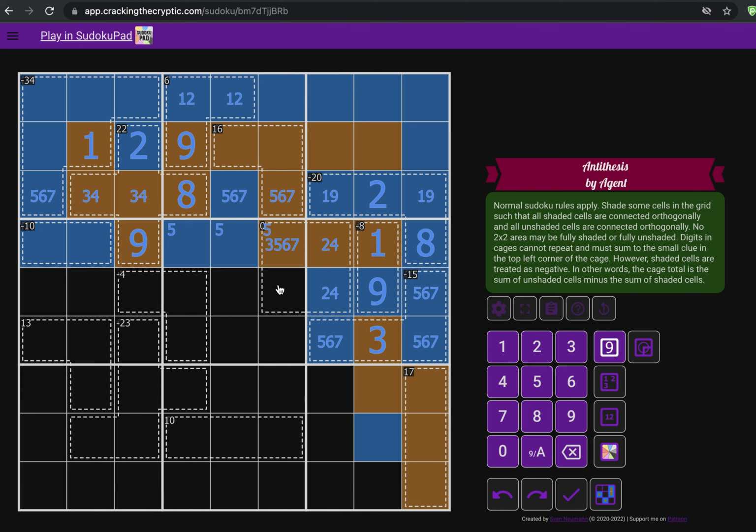So 3 would put a 1 or a 5. Can't be a 5. Can be a 1. 5 would put 3 or 7. 6 would put 4 or 8. Can't do a 4. Can't do an 8. And 7 would put 5 or 9. But it can't be a 5 and 9 is taken. So 7's not an option.